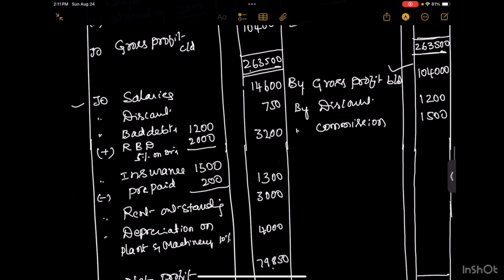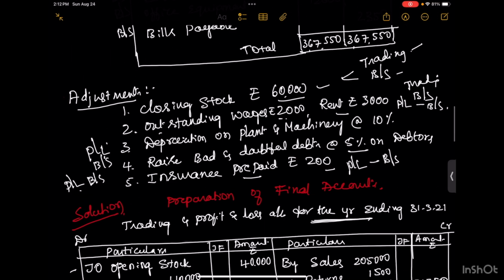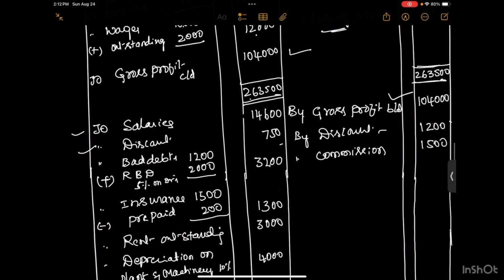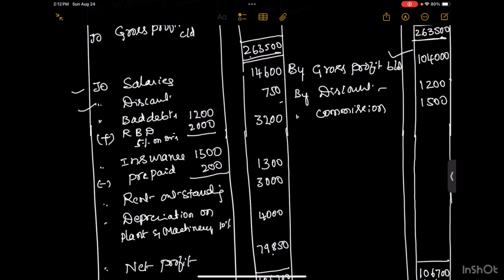Okay, salaries and discount, we have both sides, expenditure also there, income also there, both are taken. And bad debts, we have created additional bad debts on debtors. The debtors is 40,000, it's given in the trial balance. Look at here, we have 40,000. On 40,000 we have to create 5%. So on 40,000, 5% becomes 2,000. That 2,000 is taken here, additional bad debts 2,000. So a total amount of 3,200 is recorded in the outer column.